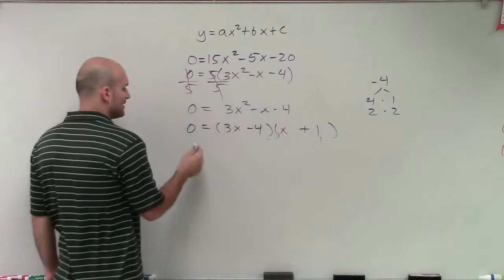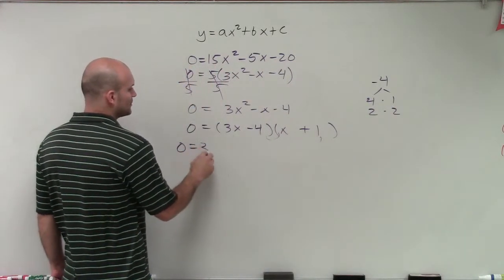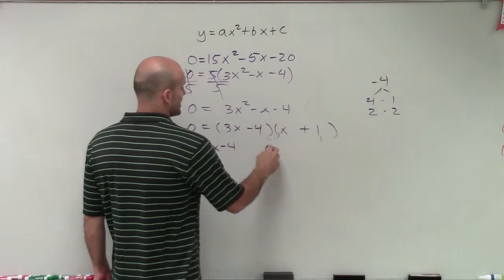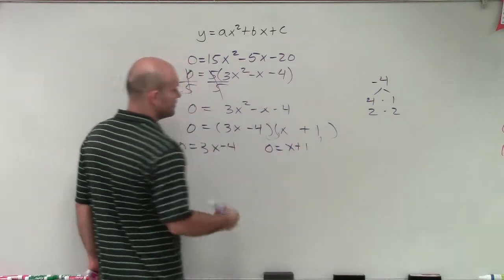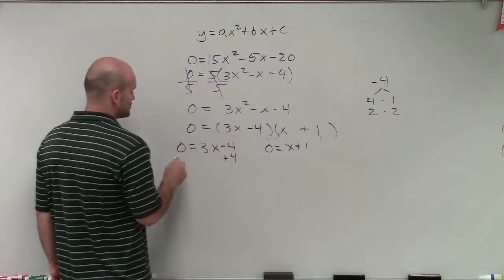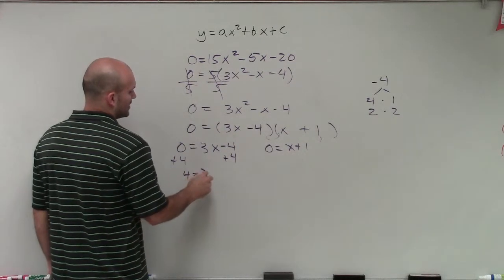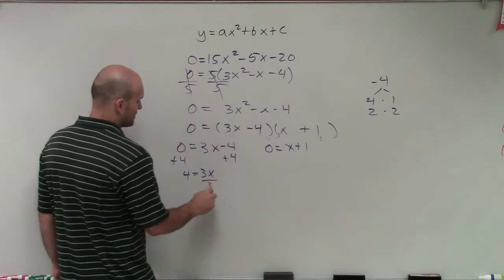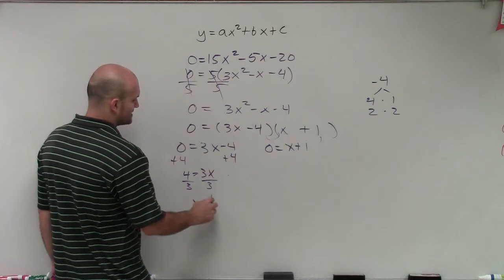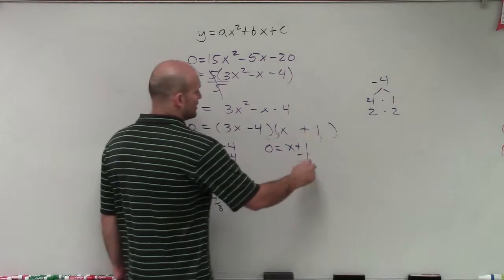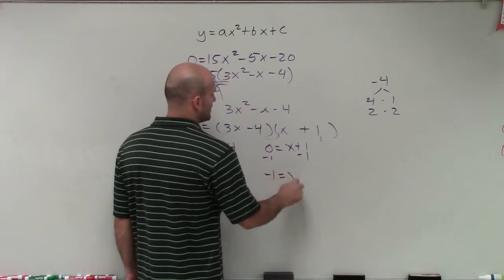All right, so now we can apply the zero product property. So 0 equals 3x minus 4, and 0 equals x plus 1. Now we can use our inverse operations to solve. So 4 equals 3x, divide by 3, x equals 4/3. Here, subtract 1, negative 1 equals x.